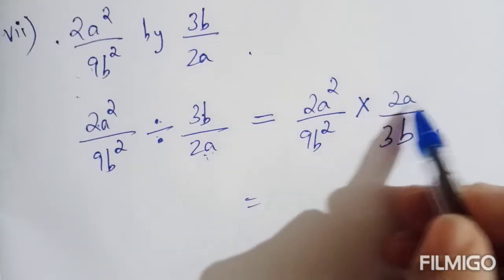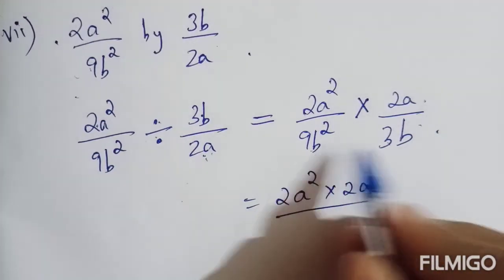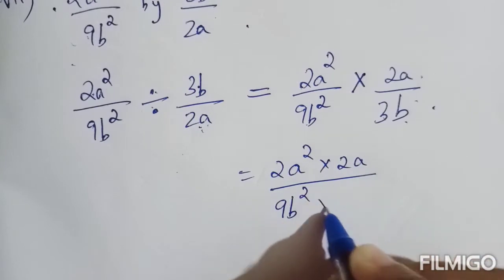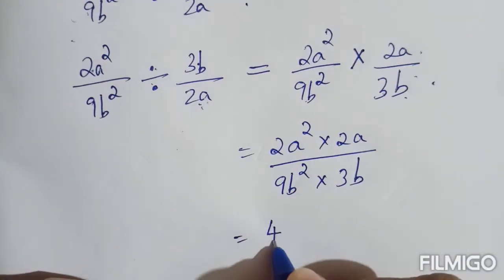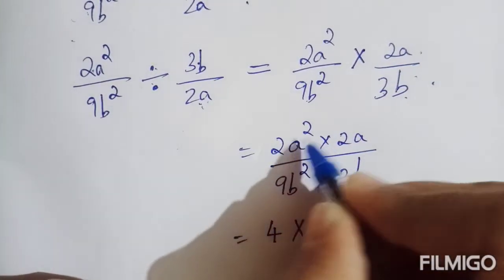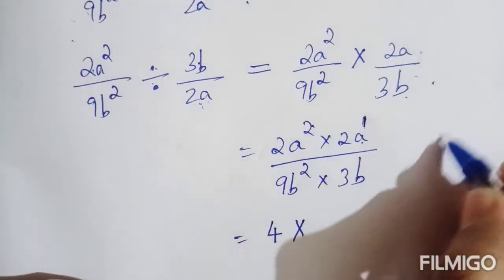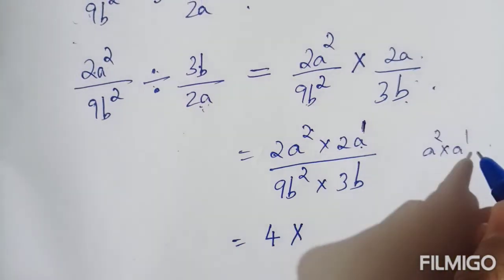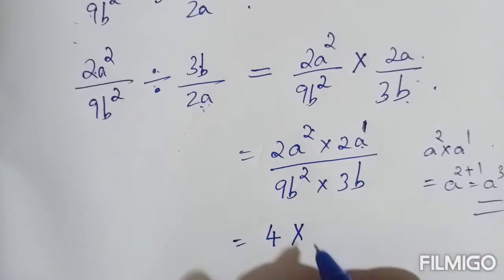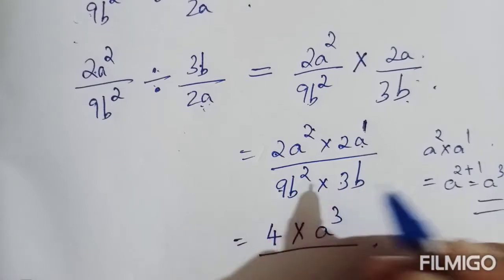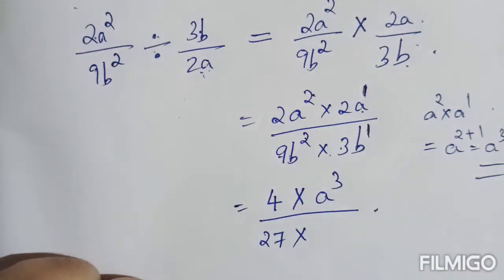2a square into 2a, product of numerator, by product of denominator, it is 9b square into 3b. Okay. Now 2 into 2 we can multiply, it is 4 into a square and a, means a square and a raised to 1. So a square into a raised to 1, applying product law you will get a raised to 2 plus 1, that is a cube. So a cube by 9 into 3, 27 into b square into b, that means b square into b raised to 1.